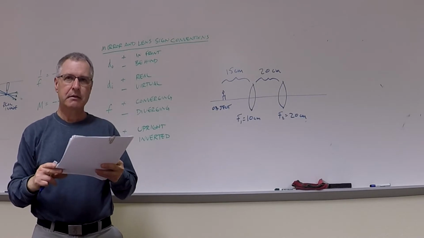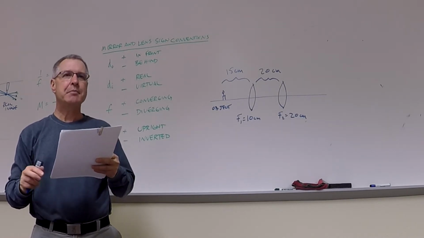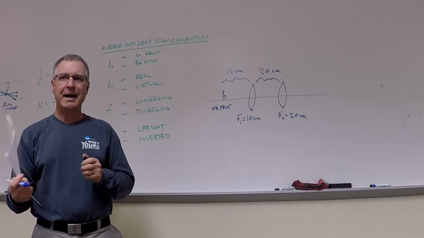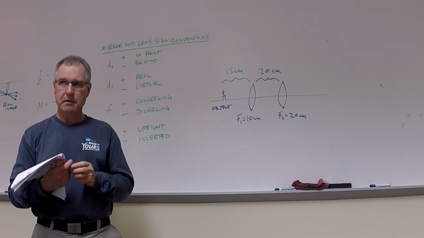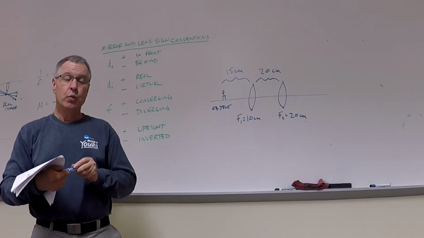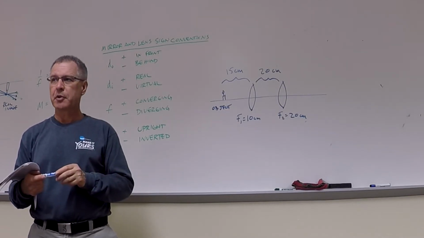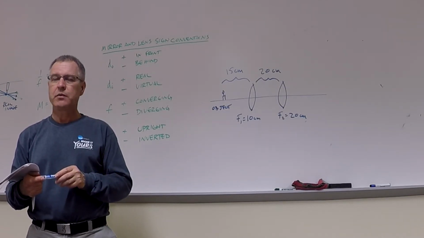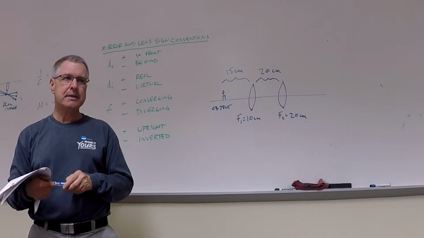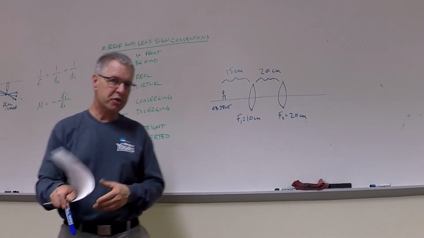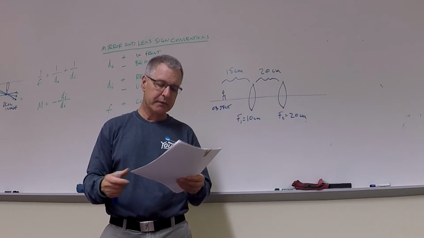With that, describe the image formed by this two-lens system. In other words, where is it? How big is it? Is it right side up or upside down? See if we can calculate this and then put back into words a description of what the image looks like.